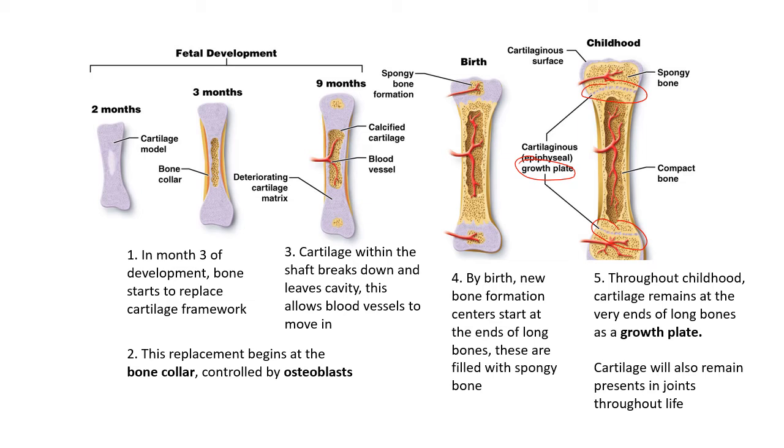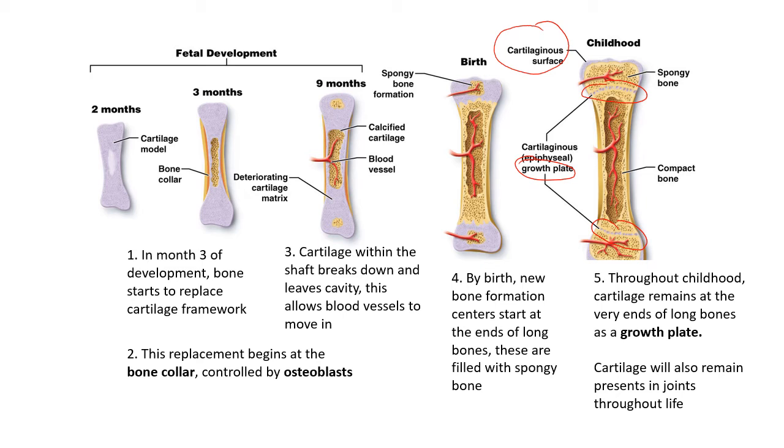We're going to talk about this in a moment, but eventually those growth plates will harden and be replaced with bone, and at that point growth completely stops. In adulthood, we do still have cartilage, but specifically that cartilage is found on the surface of our bones, where bones make a joint.